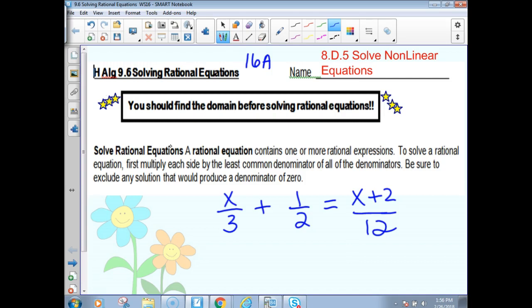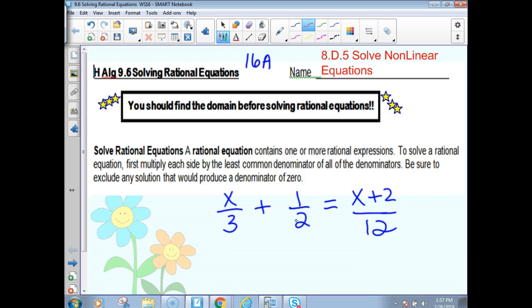So, solving rational equations. Remember, you want to find the domain before solving rational equations if there's a variable in the denominator. The rational equation contains one or more rational expressions. To solve a rational equation, first multiply each side by the least common denominator of all the denominators. Be sure to exclude any solution that would produce a denominator of 0. That's what that's talking about. You have to check if there's any exclusions right off the bat.